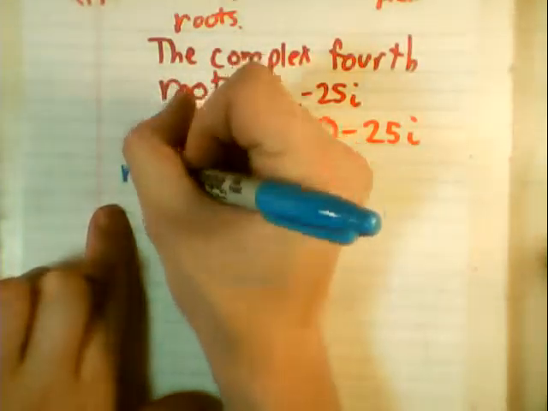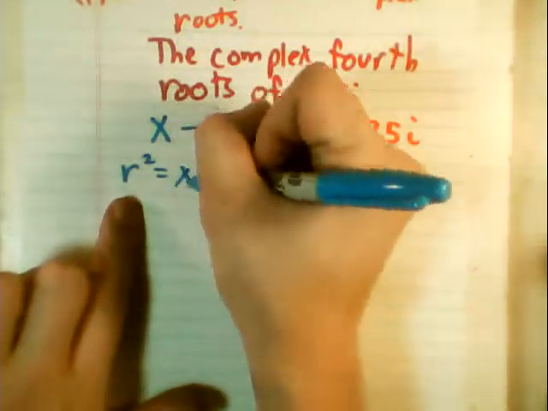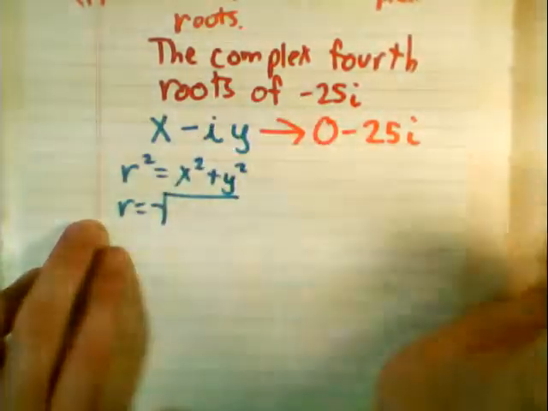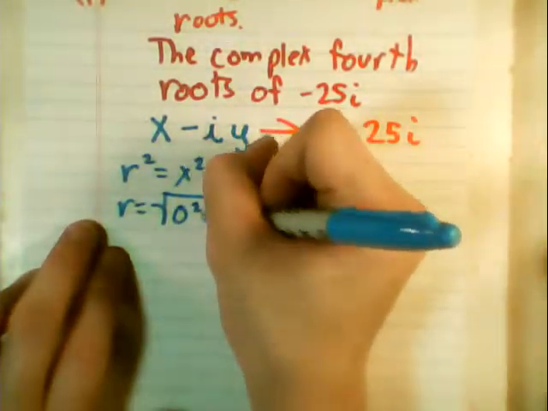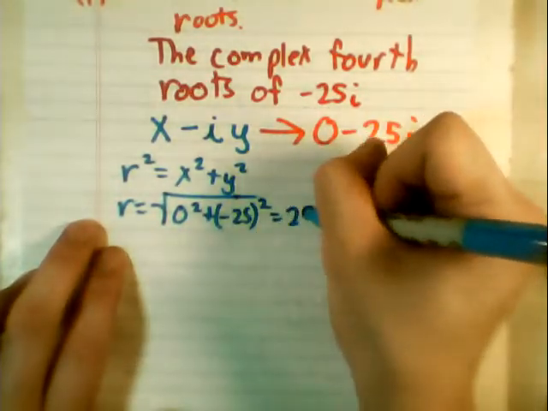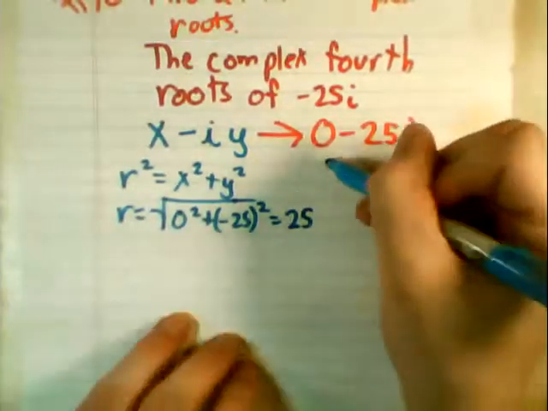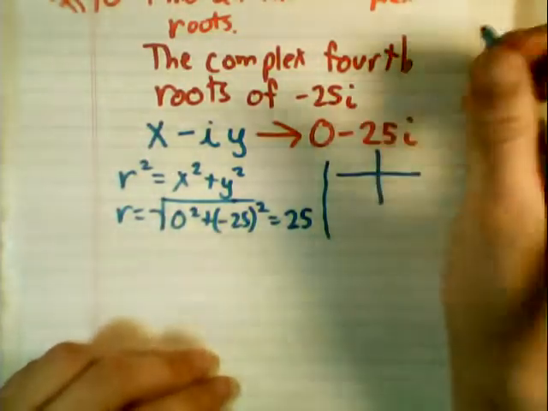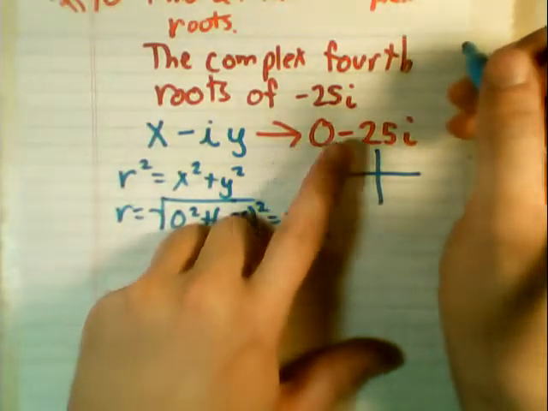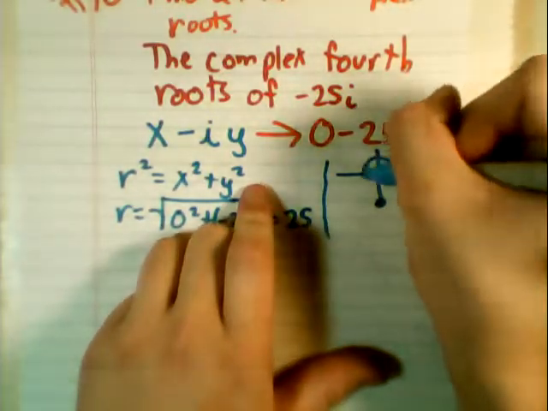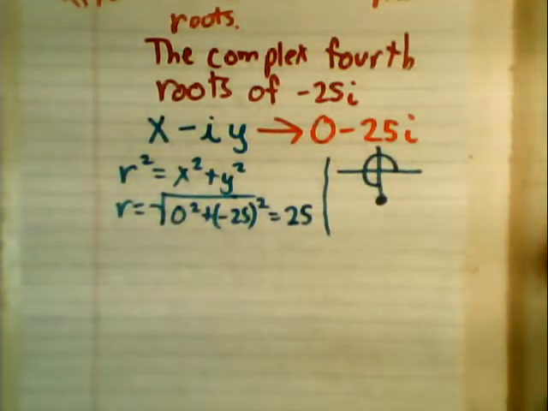So our radius is always, Pythagorean theorem, where r is equal to the square root of 0 squared plus negative 25 squared. So our radius is equal to 25. So let's graph that. Okay, so our x is 0, and our y is negative 25. So that'd be down here. Theta.